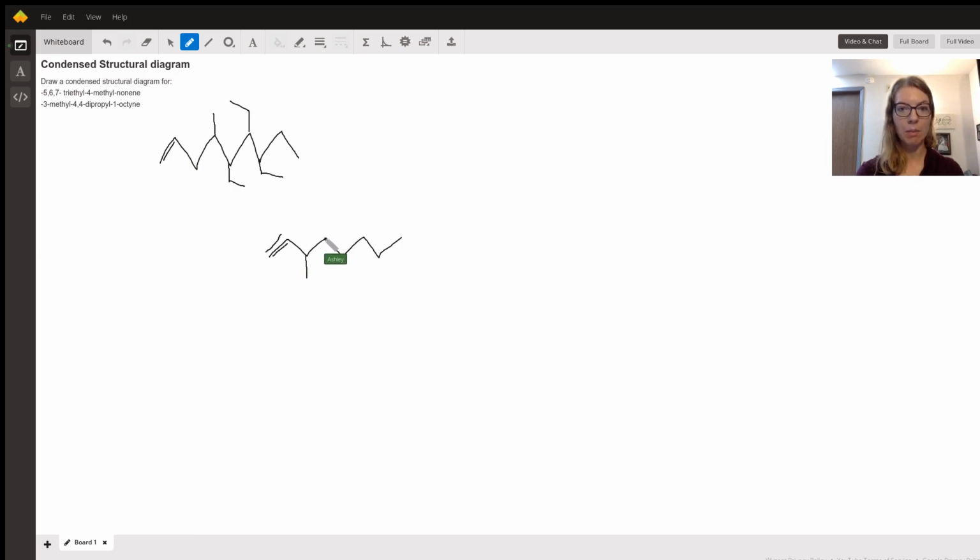And here I'm going to make a propyl group. There's a 1, 2, 3 carbon group, and there's another 1, 2, 3 carbon group coming off of there. So here's my first carbon, second carbon, third carbon, first carbon, second carbon, third carbon. So you can tell those are propyl groups. And then that should be what you need for 3-methyl-4,4-dipropyl-1-octyne. So I hope that was helpful.